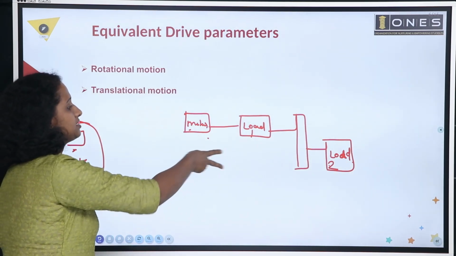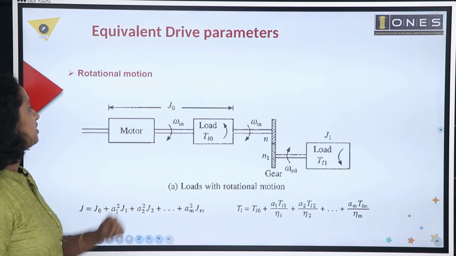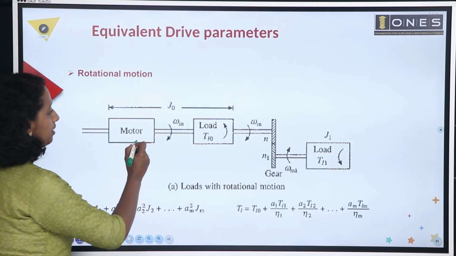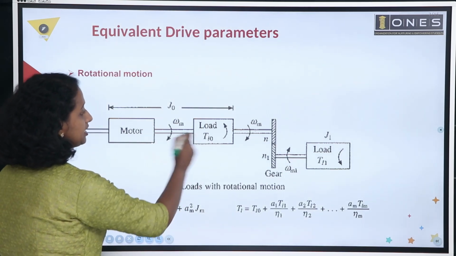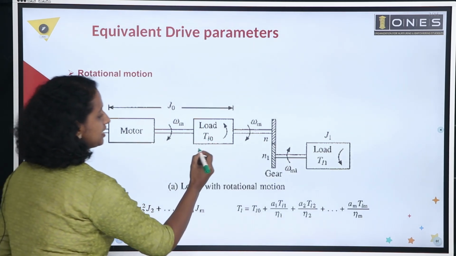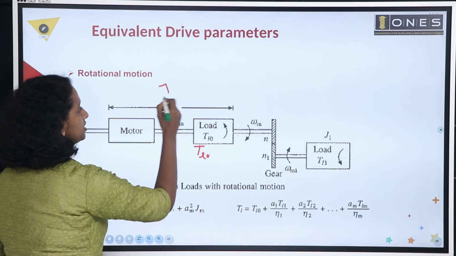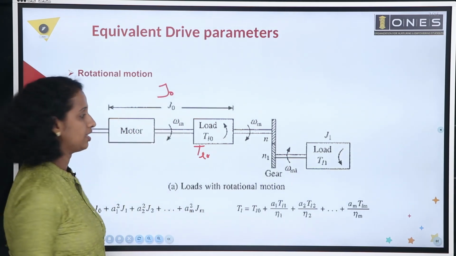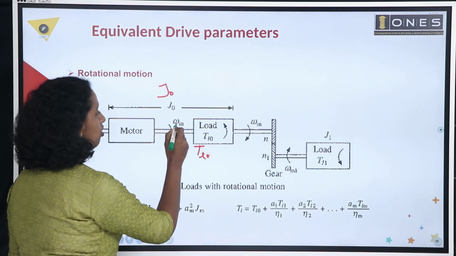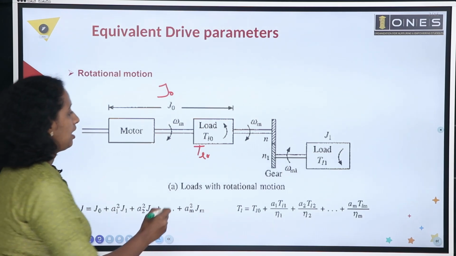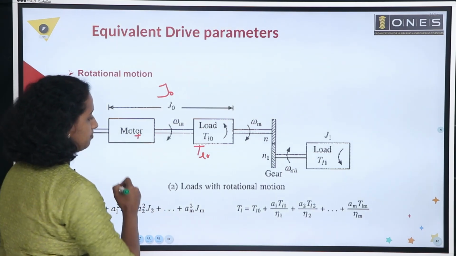We just analyze these 2 cases. First we have a rotational motion. Look at this. A motor is directly coupled to a load, so that's why it is taken as TL0, and its moment of inertia is J0. Okay, and the speed will be omega m. Speed is omega m, and motor torque we know that it is T.